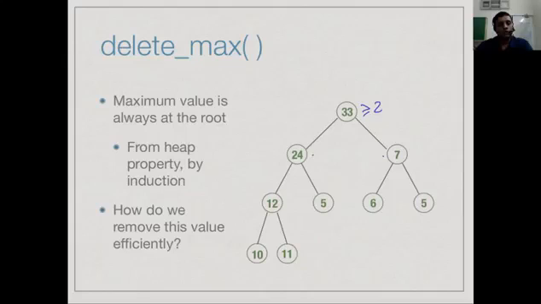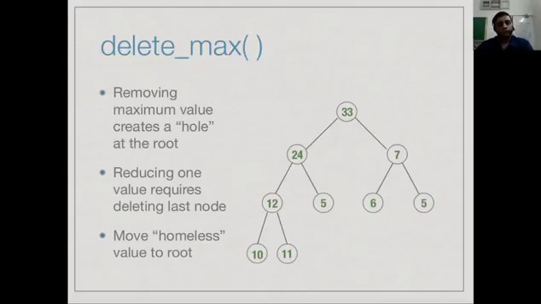Right? So now the question is, if the maximum value is at the root, how do we remove it from the tree efficiently? So let's say we remove the maximum value. So then this leaves us with a hole, right? We don't have any value at the root now. At the same time, because we have removed the value, we have reduced the number of values in the tree by 1. But we said that the structure of the tree is fixed. If we reduce by 1, we cannot remove the root. We must remove the last node going in this left to right, top to bottom order. So we must in fact remove the node here. This node has to go.